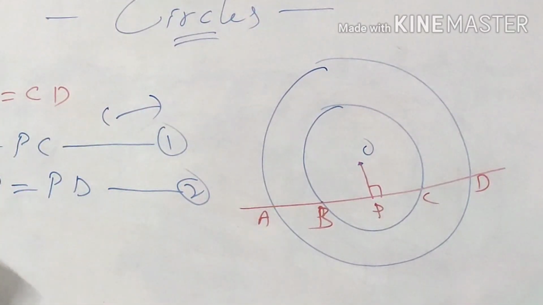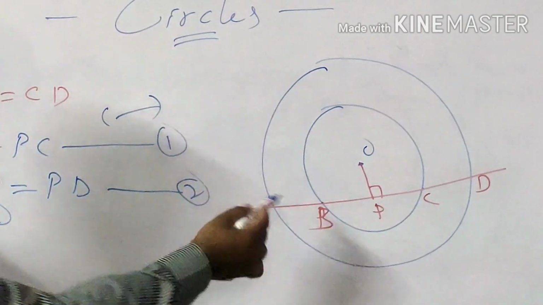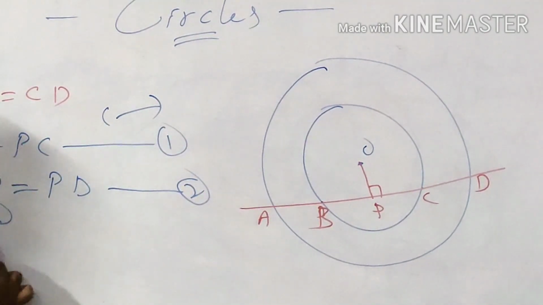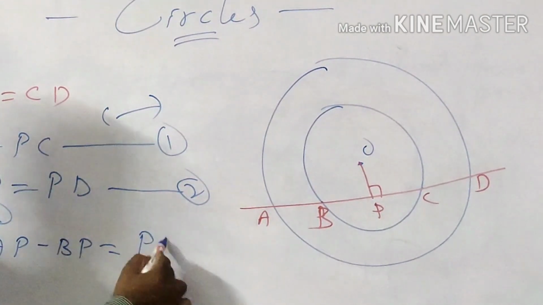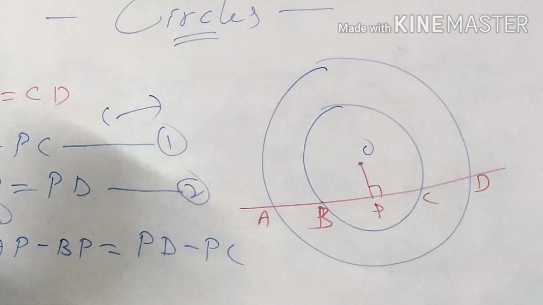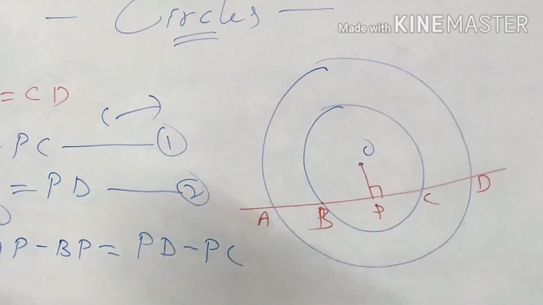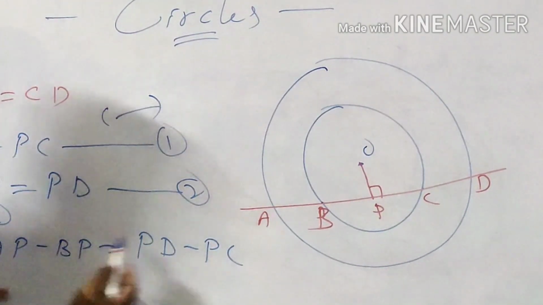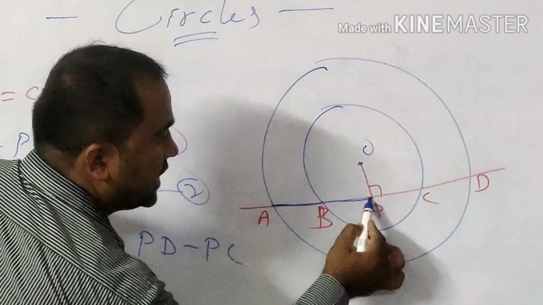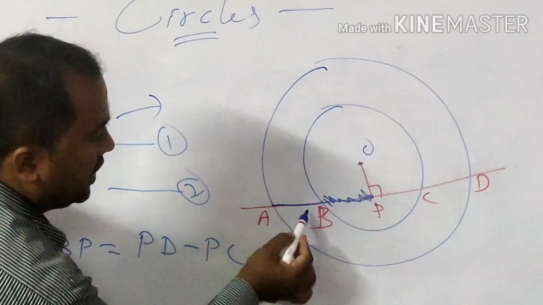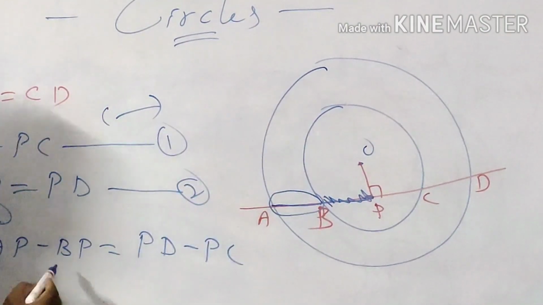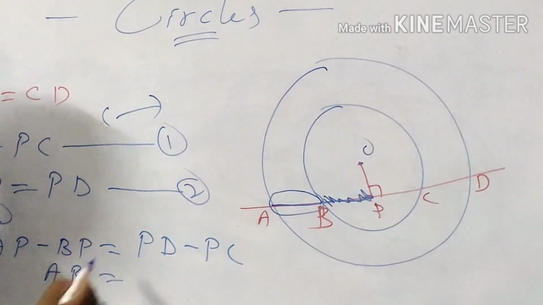And when we subtract equation 2 from equation 1, we get AB is equal to BC. Let's see how. LHS are subtracted and RHS are subtracted. That is the process of subtracting two different equations. Now if you see the figure, AP from A to P, this part, and BP is removed, so left out one is AB, so I can write here as AB.